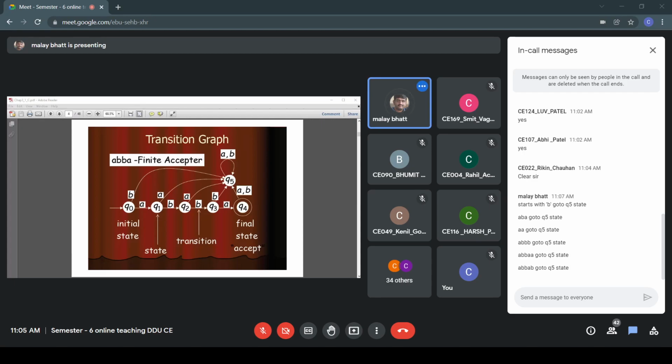So anything other than ABBA goes to the dead state. If ABBA is the only string, then it will go to the accepting state, that is Q4 with a double circle. If any pattern is there after ABBA, then it will go to Q5 state.